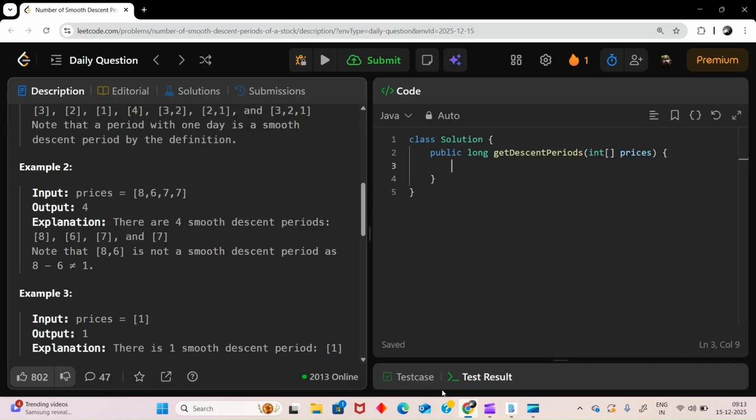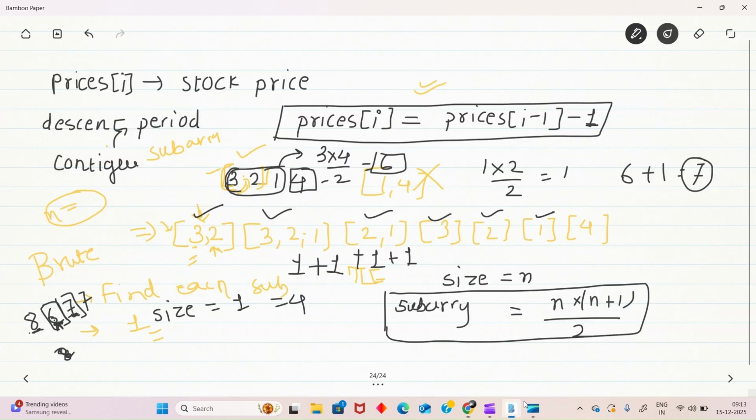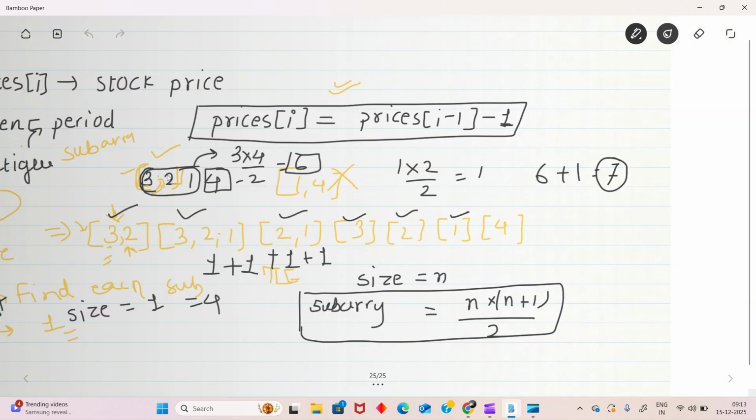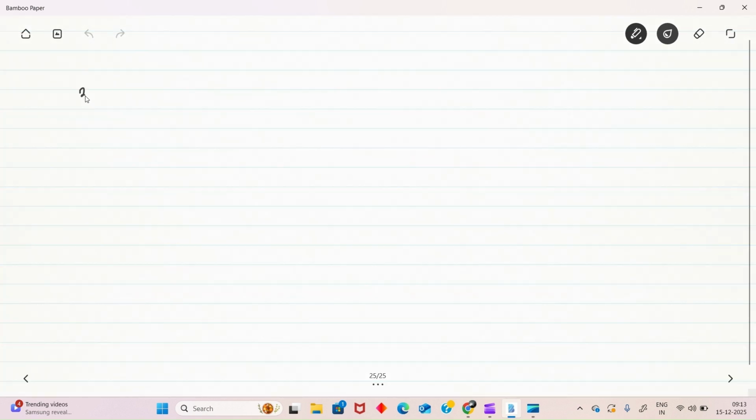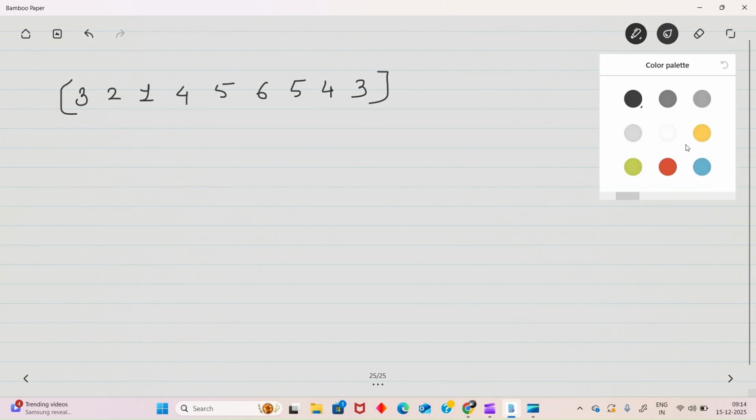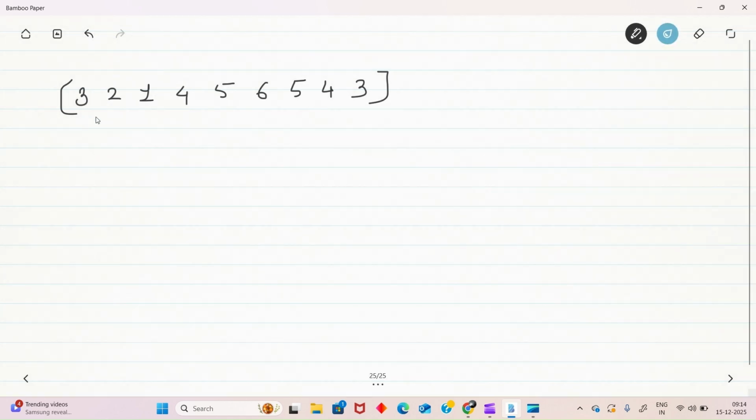Let's take one more example, something similar to that. We'll take 3 2 1 4 5 6 5 4 3. Let's say this is our array. Now initially my size is 1.